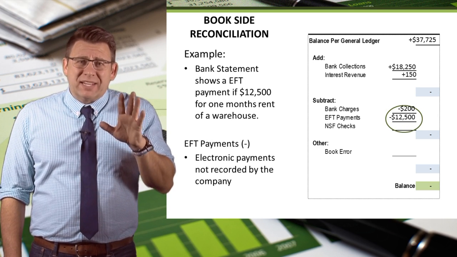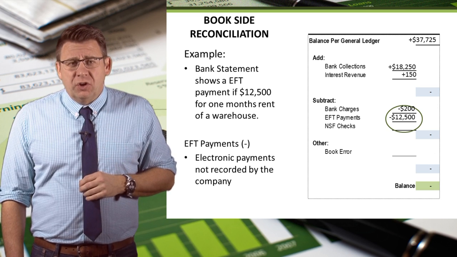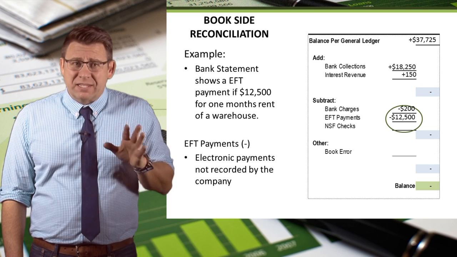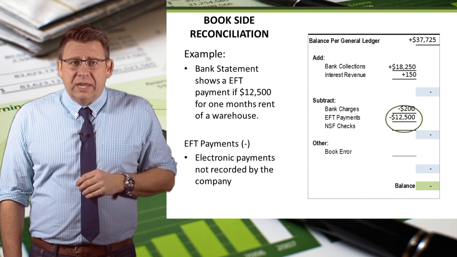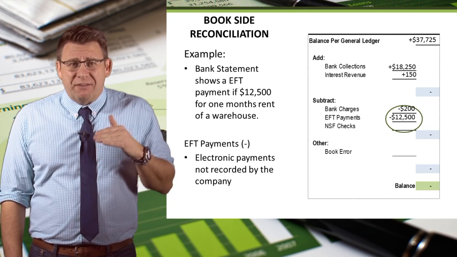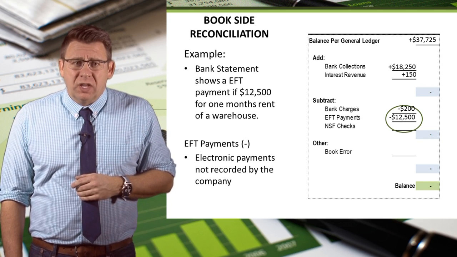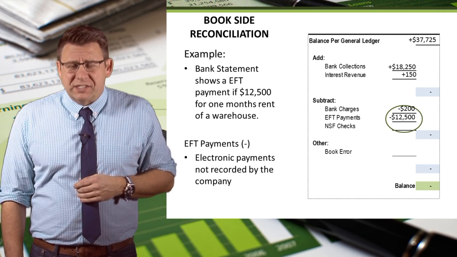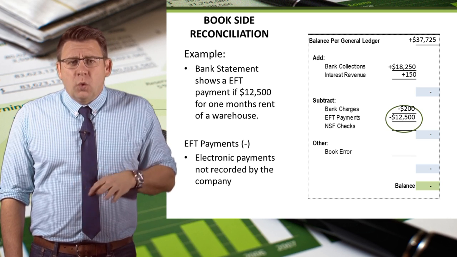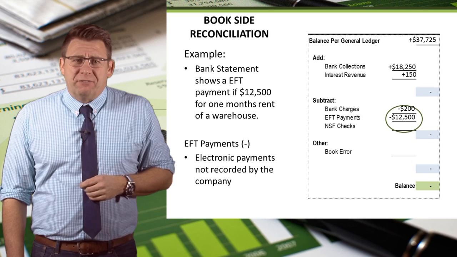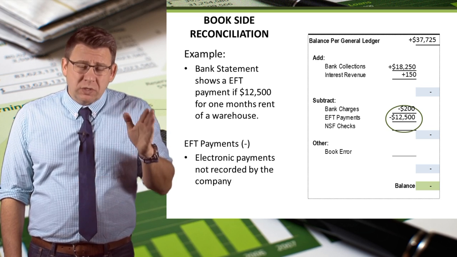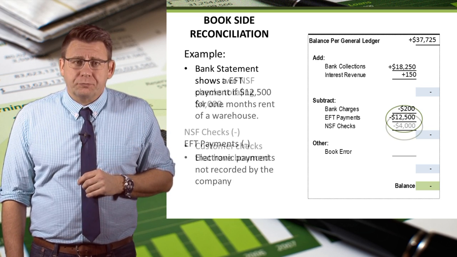Let's assume the bank statement shows an EFT payment of $12,500 that hasn't been recorded by the books. It's common that a company may have automatic payments set up. Let's assume this is for rent expense for a warehouse. We would deduct $12,500 from the book balance because it was deducted by the bank.